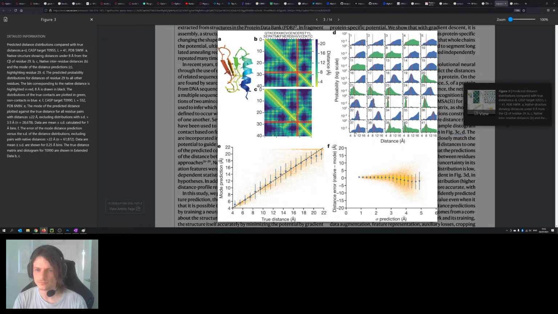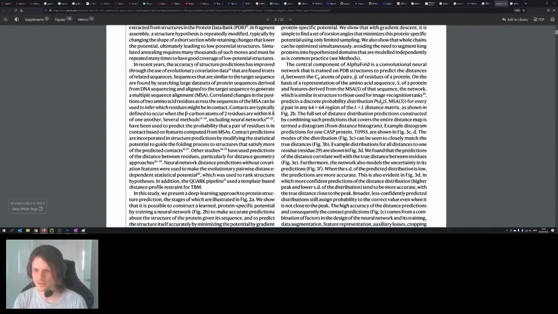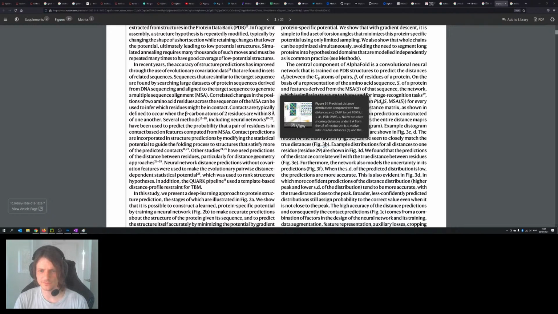Distance and probability of that distance. And it's saying the distogram predictions for one Cas protein are shown, and the mode of the distribution can be seen to closely match the true distances. Excuse me, figure 3b.